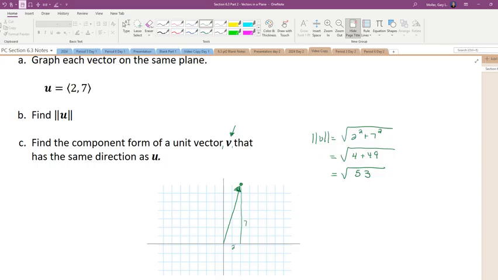All right, so there we go. Find the length of u, that's done. And now let's find the component form of vector v, which is the unit vector of u. All right, so then that means that vector v is simply going to be our previous vector, 2, 7, but we're going to divide it by its length.